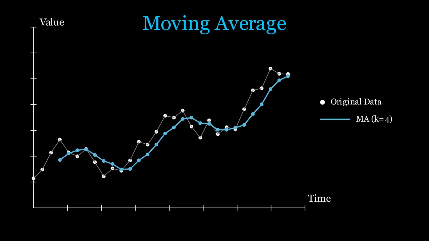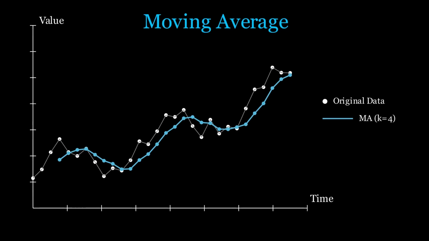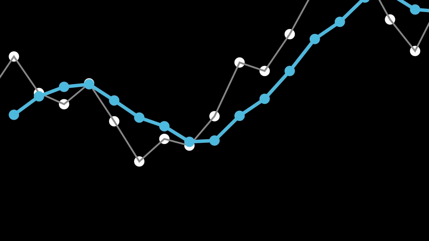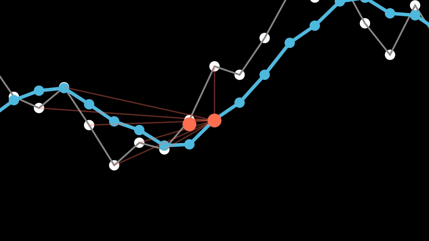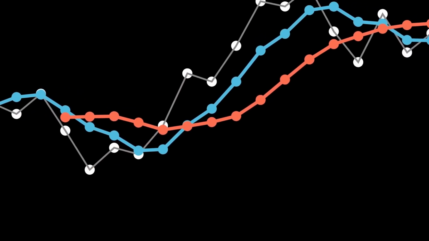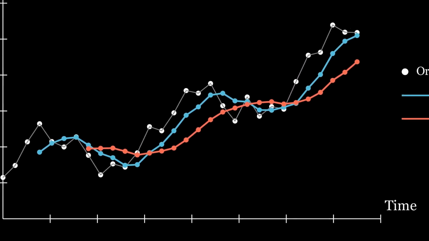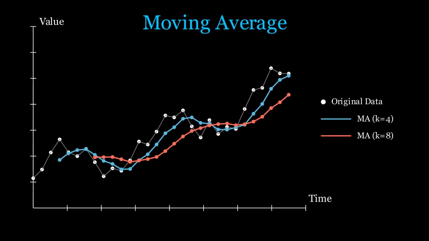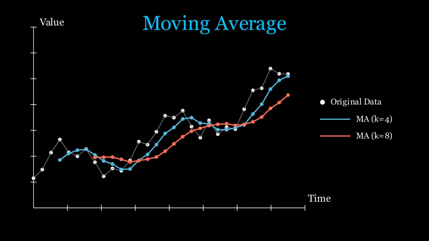Now let's try k equals 8. This time, we look back at 8 points. Notice how many more connections there are? The average is pulling from a much wider history. Smoother, but slower to react. Notice how the red line is significantly smoother than the actual data. When selecting k, we need to be careful not to over-smooth the data, since it can cause us to miss important trends.